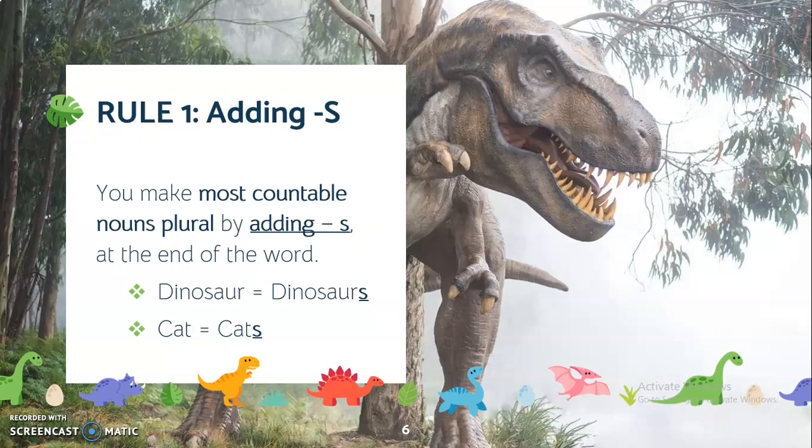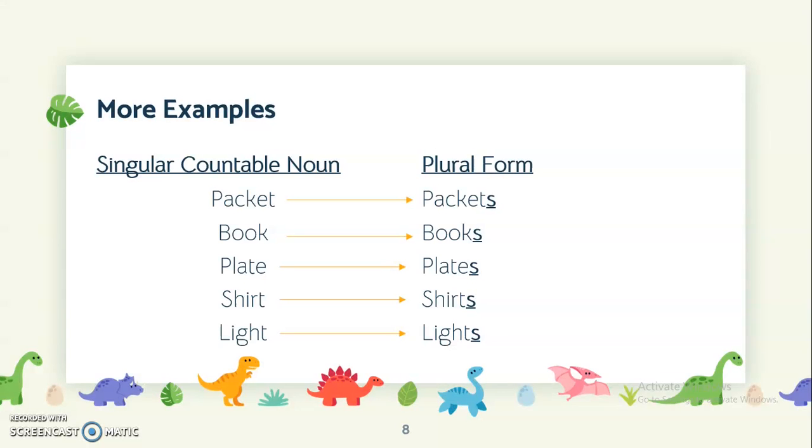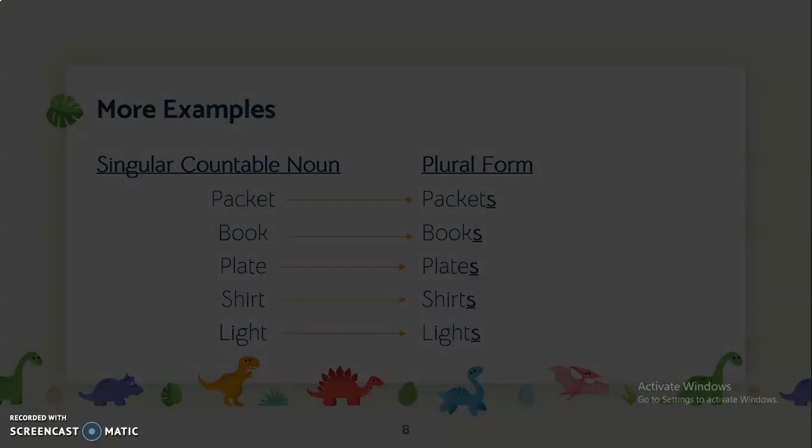For example, dinosaur, dinosaurs, cat, cats. Look how it's done with these examples again. We have the singular countable nouns and then the plural forms with the s. Table, tables, room, rooms, house, houses, chair, chairs, ball, balls. Again, pocket, pockets, book, books, plate, plates, shirt, shirts, light, lights.